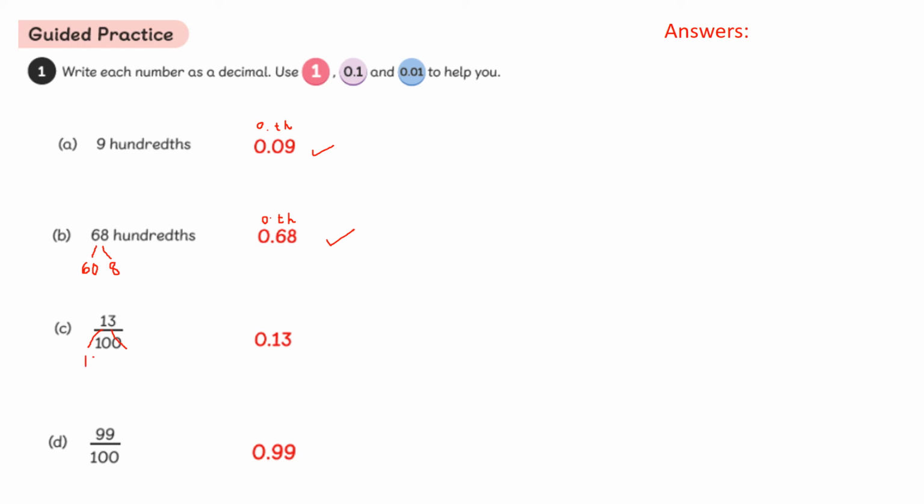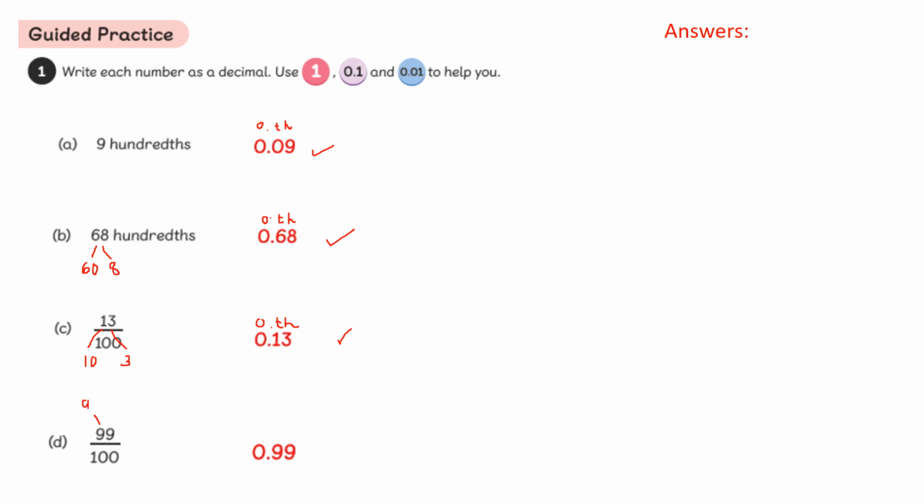Okay, now question C. If you need to partition with that number, it's absolutely fine. We know that 13 would be partitioned into 10 and 3, and writing 13 hundredths as a decimal, it would be 0 because there's nothing in the ones column, and we've got 1 in the tenths, and then we've got 3 in the hundredths column, so that would give us 0.13 as the answer.